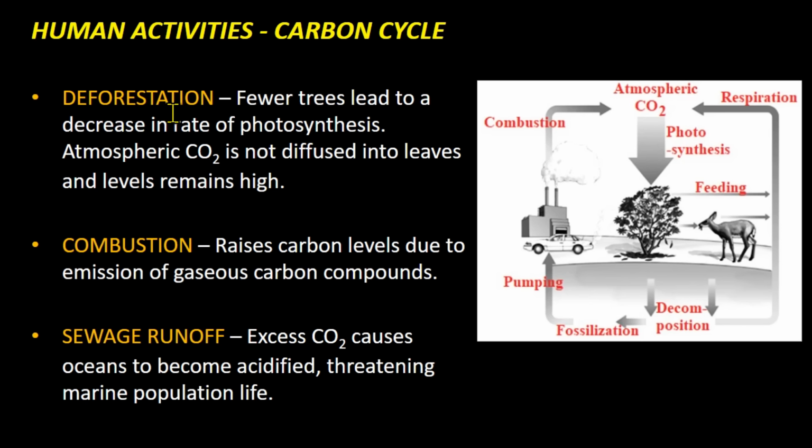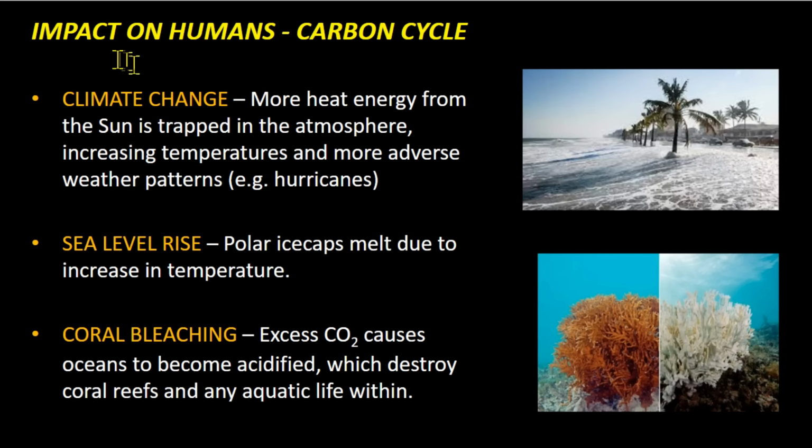So deforestation means that fewer trees lead to a decrease in the rate of photosynthesis. There's less leaves to take up that carbon dioxide. So the carbon dioxide from the atmosphere is not diffused into the leaves, and the levels remain very high. Now, if we burn a lot of fossil fuels all the time, this will raise carbon levels due to the emission of gaseous carbon compounds into the atmosphere. Lastly, if we have a lot of sewage runoff, that excess carbon dioxide from the sewage would cause oceans to become acidified. So the overall impact on humans from the carbon cycle is, well, climate change.